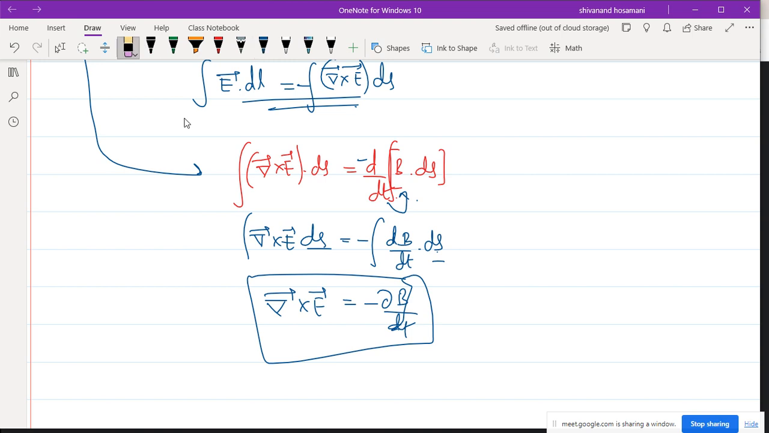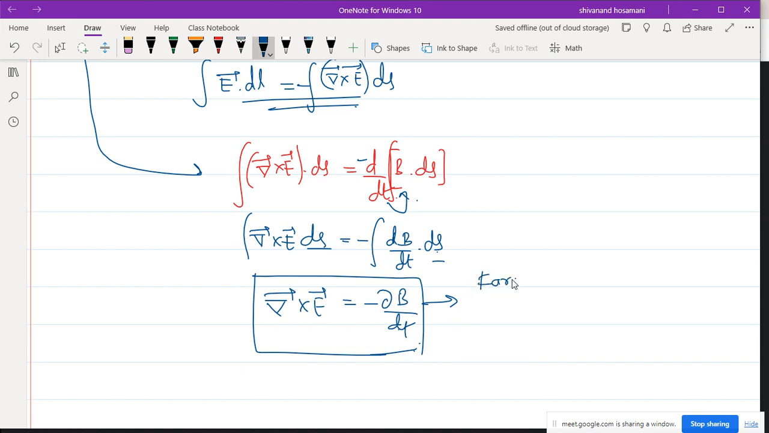So this is Faraday's law in differential form. Is that clear to all?